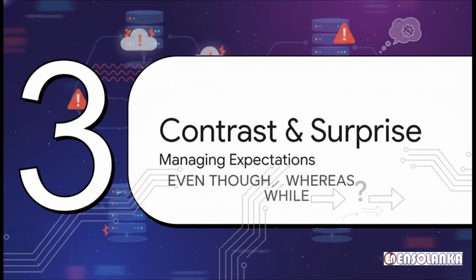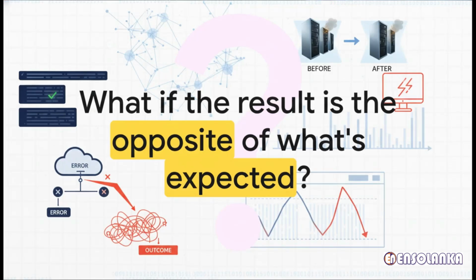Okay, next step in our toolkit, tools for managing expectations. Because let's be real, tech is full of surprises, right? And you need the right words when things, well, when they don't go according to plan. Just think about it for a second. You run a test, you deploy a patch. You're expecting everything to work perfectly. But something else happens. How do you communicate that surprise or contradiction clearly and professionally without causing a panic?